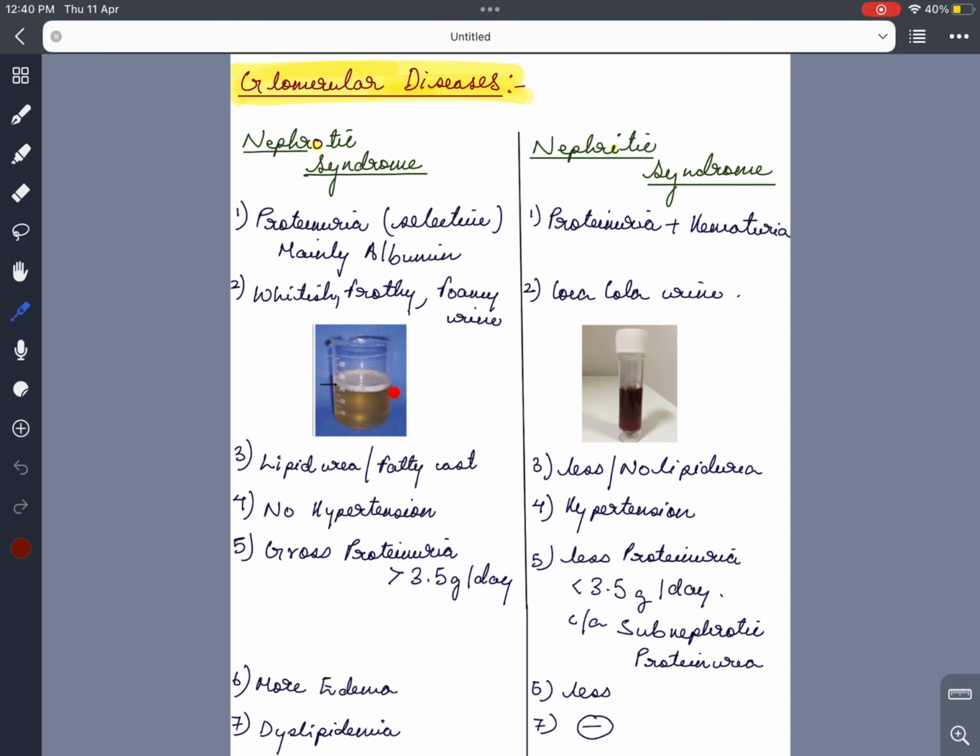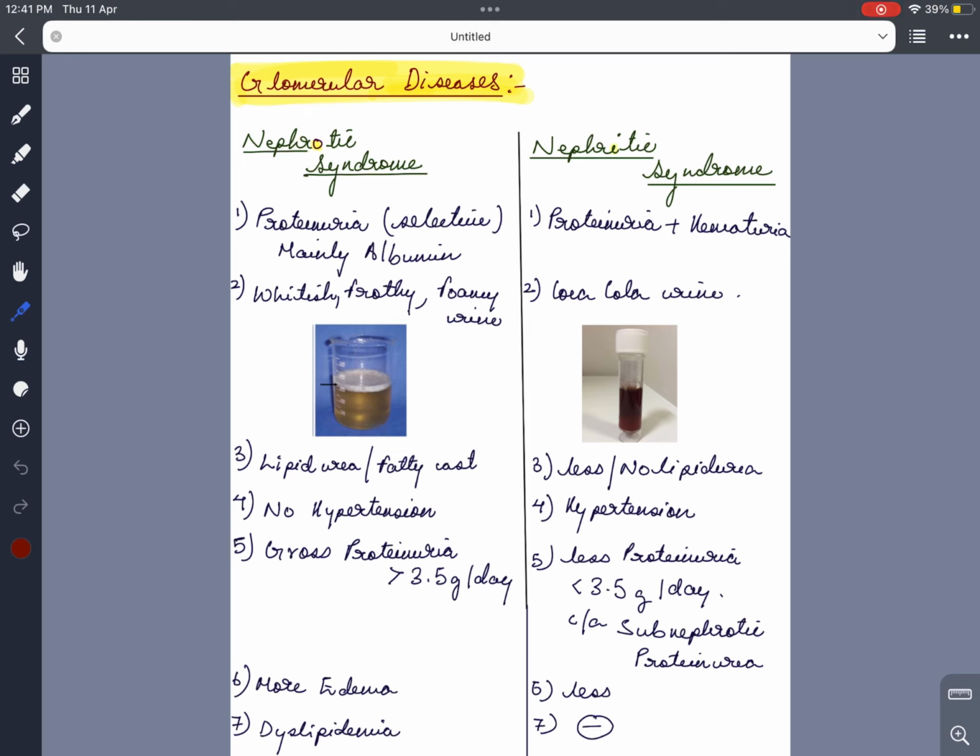You can see the amount of froth present over here. Here we have Coca-Cola urine, and the name here refers to the color of the urine. Lipiduria, fatty cast, less or no lipiduria, no hypertension, and hypertension. Now, these 2 points are important to know because they may give you a history of a person with hypertension in your exam questions. So we have no hypertension with lipiduria and fatty cast in nephrotic syndrome.